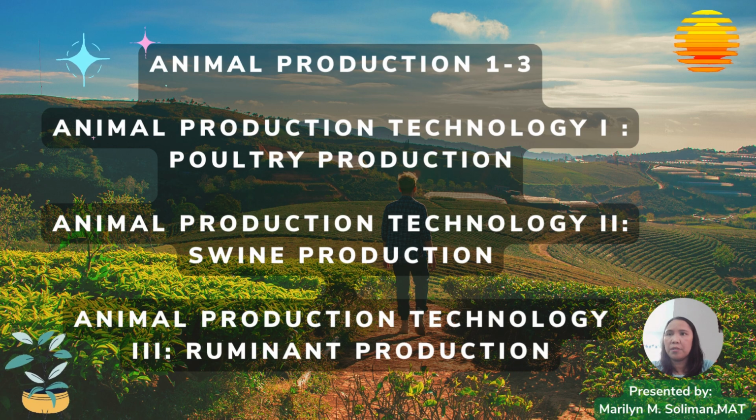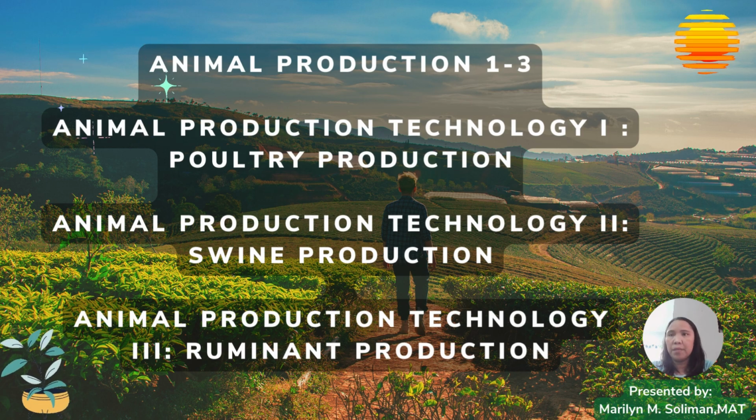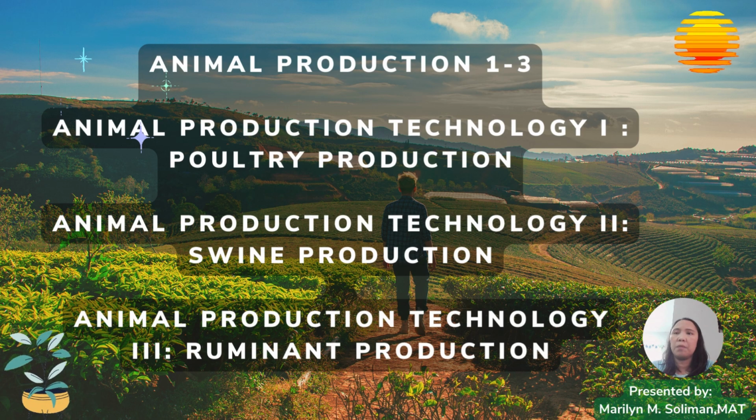And this was followed by Animal Production Technology 2 on swine production. This course includes the study of basic concepts and principles of selection, culling, breeding and feeding, housing and equipment requirements, pest and disease control, marketing, slaughtering, and meat fabrication.